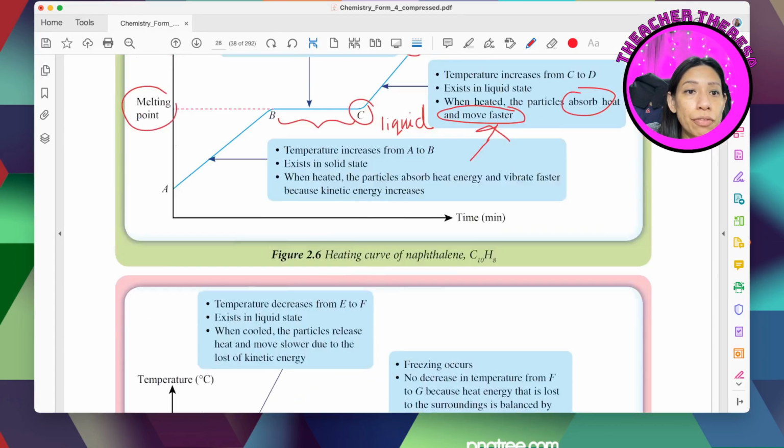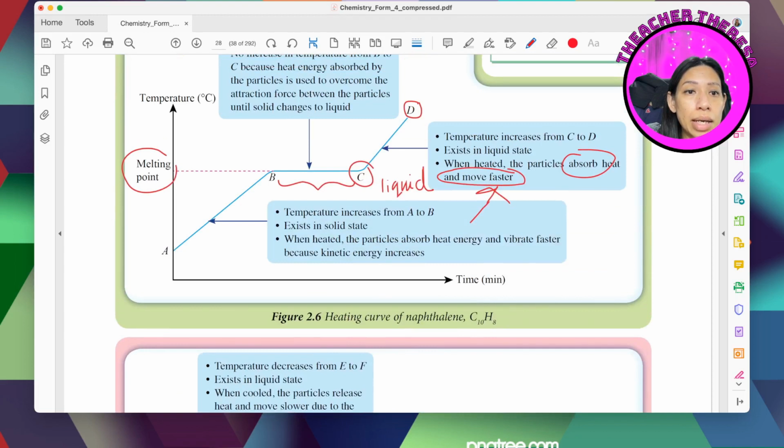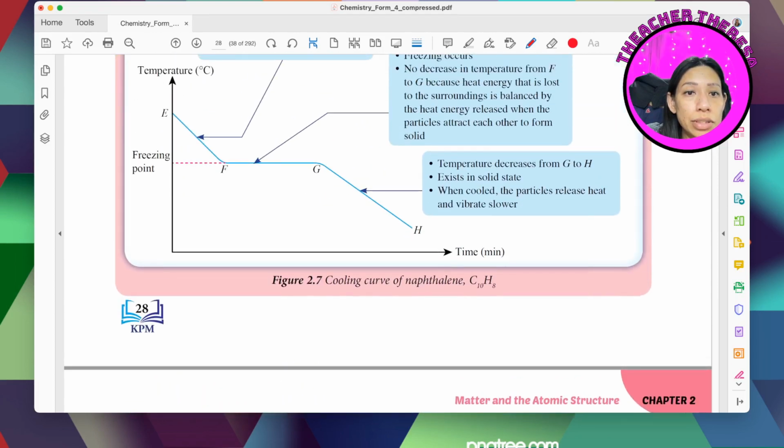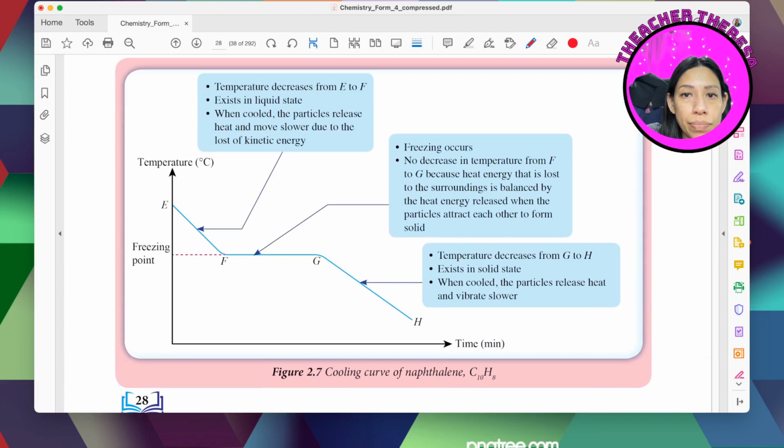So if, let's say, substance A melts at 60 degrees, substance A will also freeze at 60 degrees. Freezing also takes some time because the heat energy lost to the surrounding is balanced by the heat energy released. That's the reason why the temperature remains constant. So there needs to be a balance between heat loss and heat release.